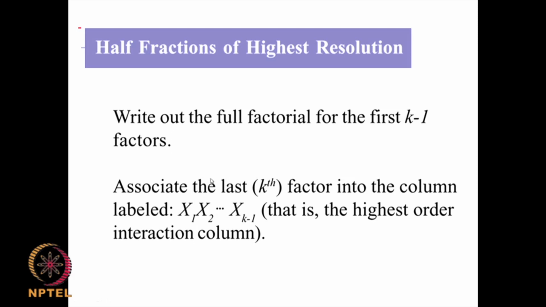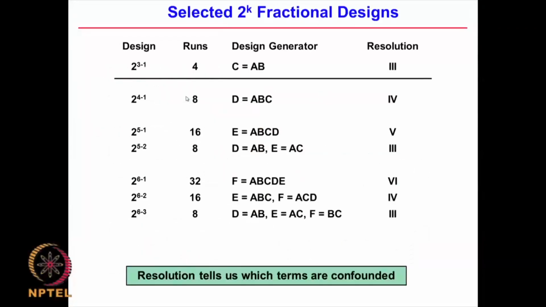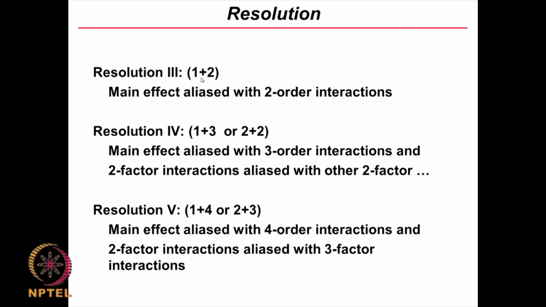So now you understood how to estimate resolution and how to look at the concept of the design generator, okay, the aliasing equation. So resolution 3 design, as I said, has main effect aliased with the 2nd order interactions. Resolution 4 design, main effect is aliased or confounded with only 3rd order interaction, and 2 factor interactions are aliased with each other. That means AB will be equal to CD and so on.